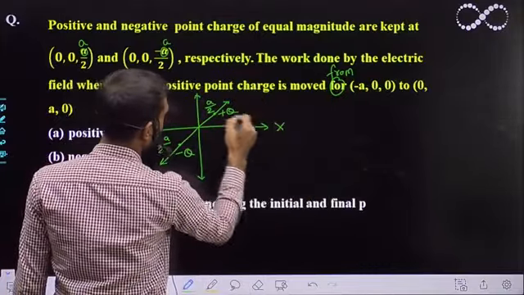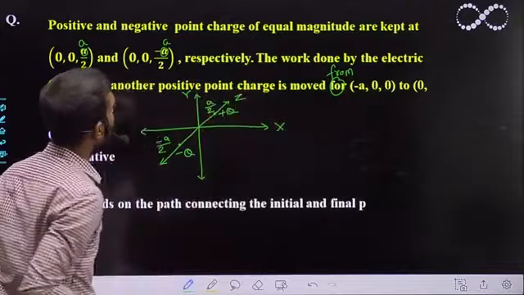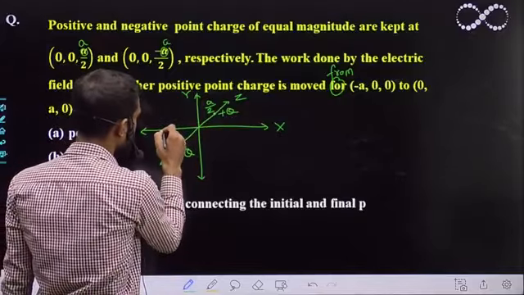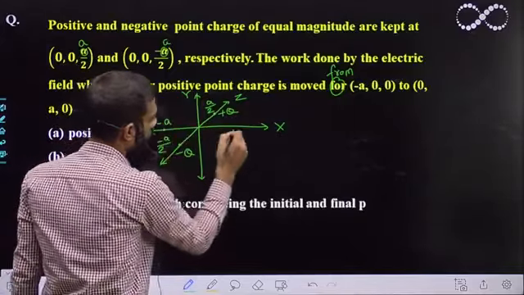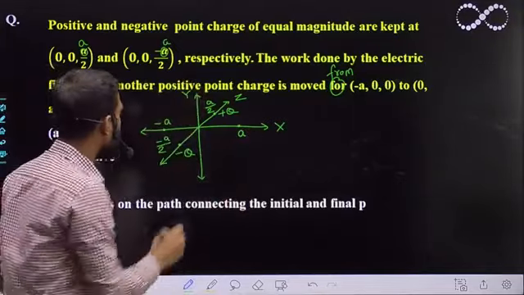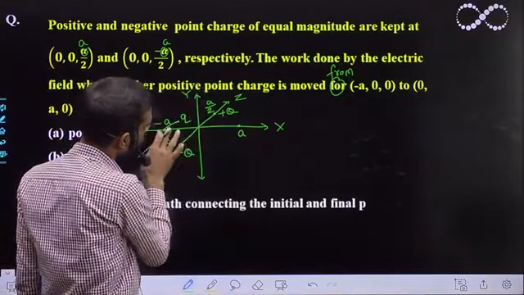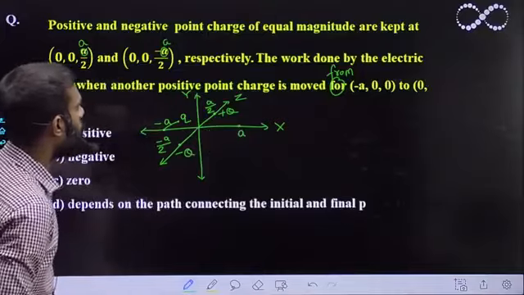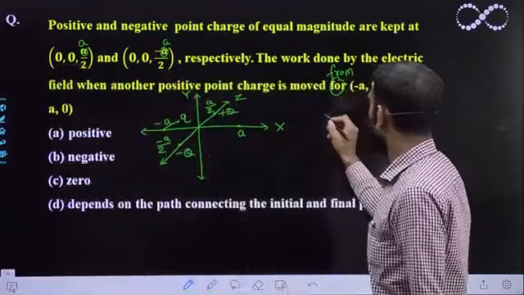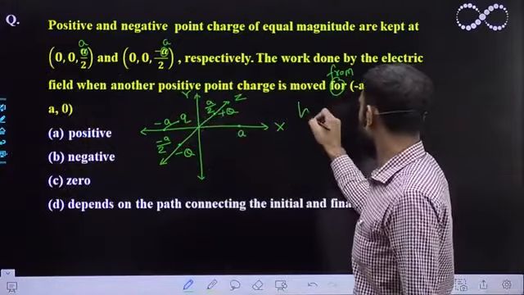So this I have taken as x, this as y, and this is your z axis. The charges are kept on the z axis, and the test charge is being moved from minus A. Let us take this as minus A, and this I am taking as A here. Let us take the charge as small q. So q is being moved from here to here, and we need to find the work done by the electric field. This is the figure given in the question.